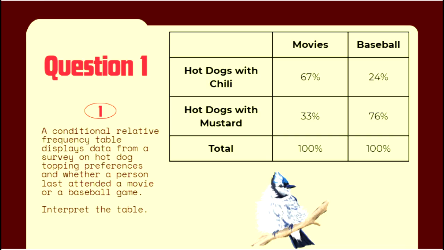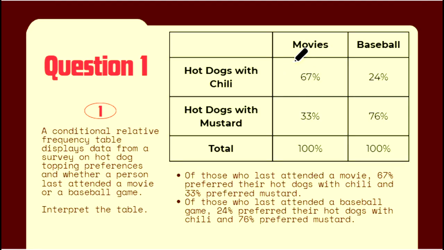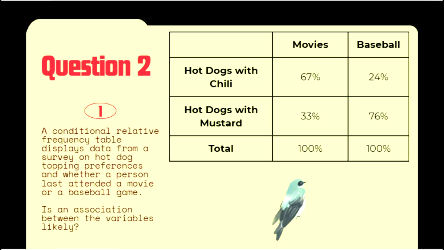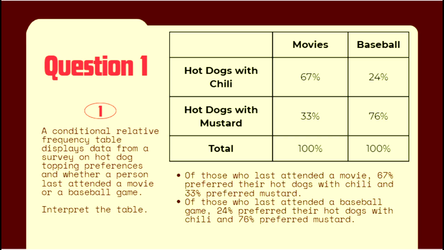Here's question number 1. A conditional relative frequency table displays the data from a survey on hot dog topping preferences and whether a person last attended a movie or a baseball game. Interpret the table. So if we look at this, we can see that at the movies, people got chili most of the time, and at the baseball game, people got mustard most of the time, okay? And there's a pretty significant difference between these. These aren't like 50-50. It's like 70-30 and like 80-20, basically, okay? So, yes, there is an association.